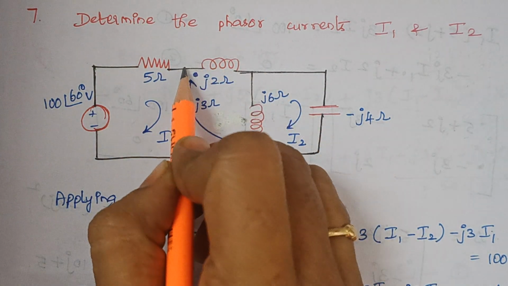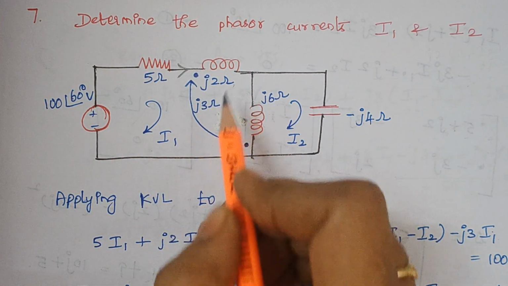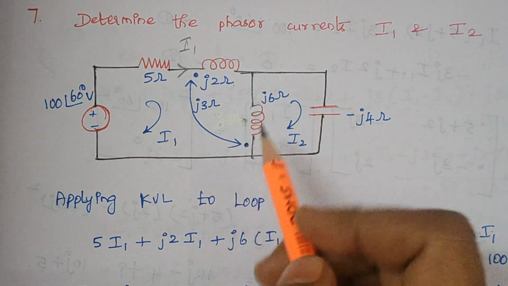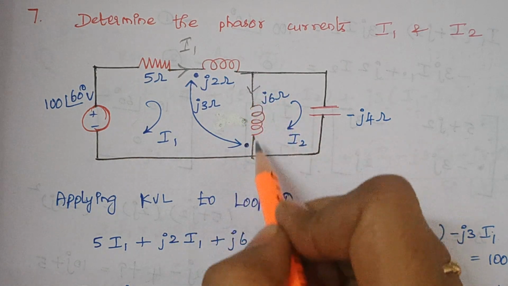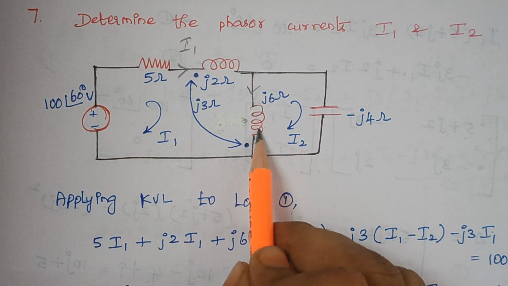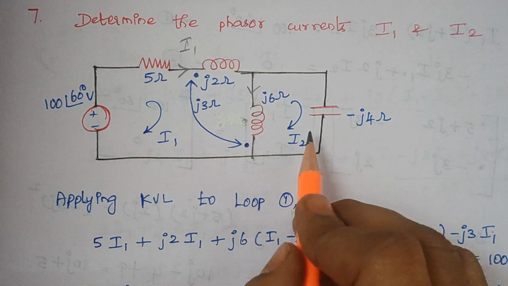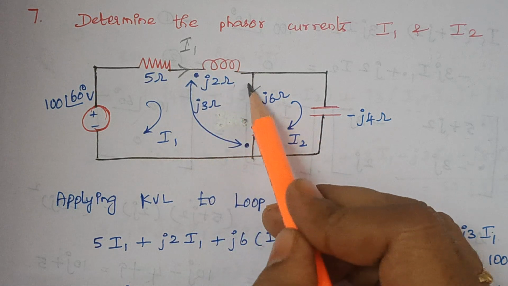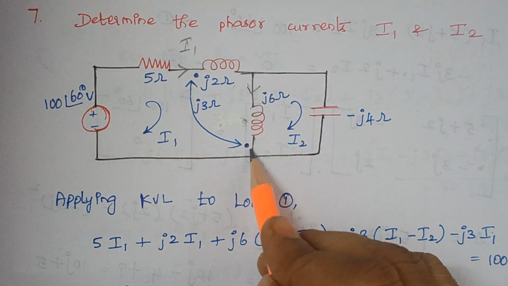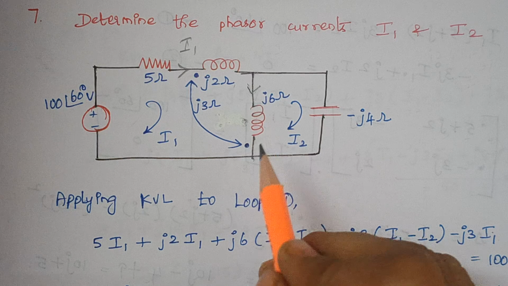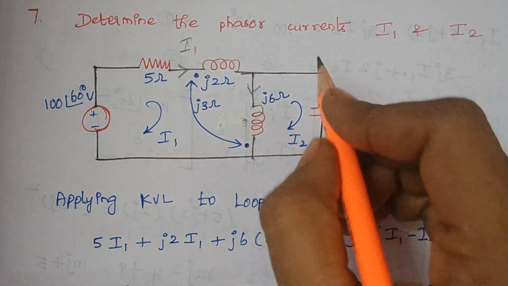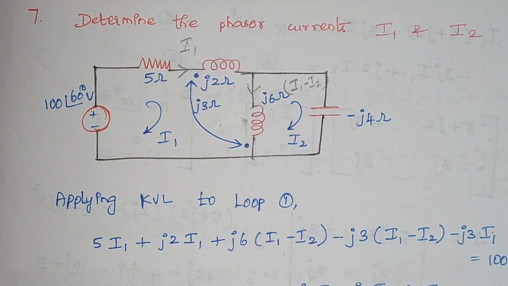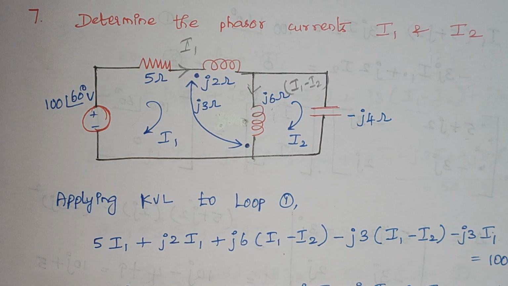What is the current that flows through this inductor? It is the current I1, right? And when you look at this inductor, what is the current that flows through this? This inductor is common for loop 1 and loop 2. Look at the direction of the current: I1 flows like this whereas I2 flows in the opposite way. Therefore the current that flows through this J6 reactance is I1 minus I2. So this is our first thing.